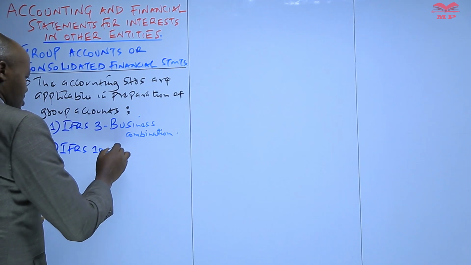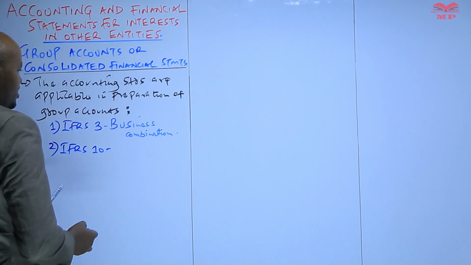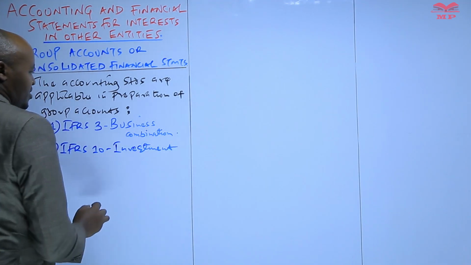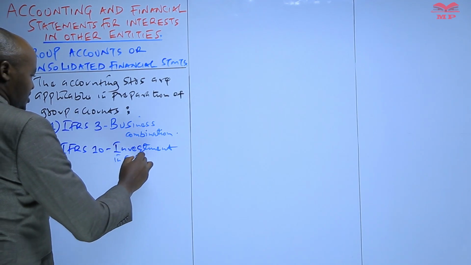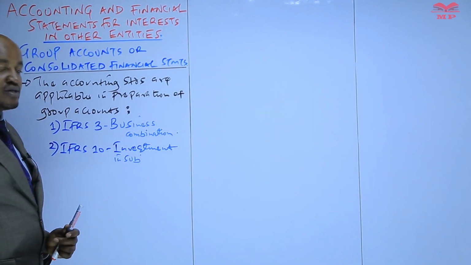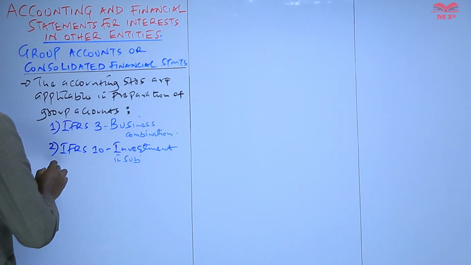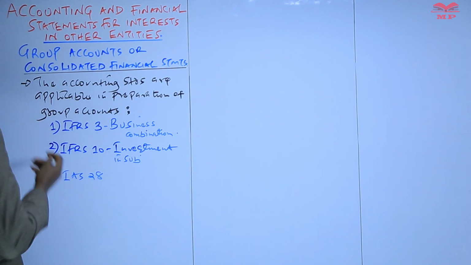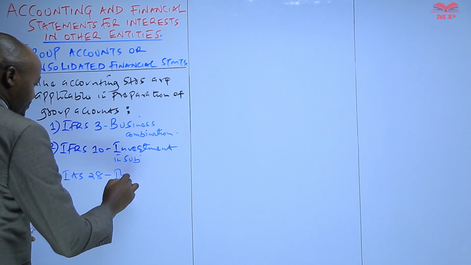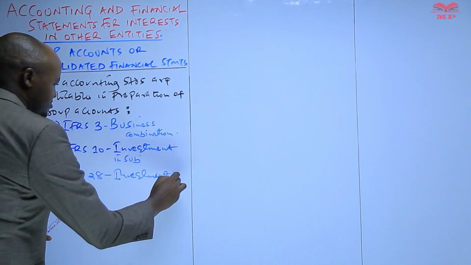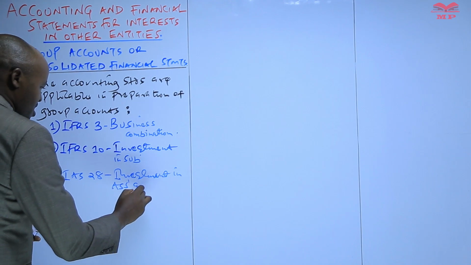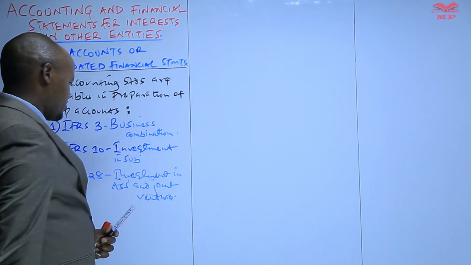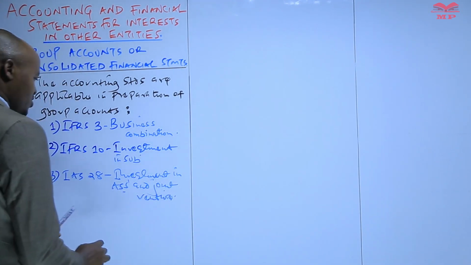These relate to preparation of consolidated financial statements, whereby the parent company has invested in a subsidiary. How the parent company should prepare the group account, whereby it has invested in a subsidiary. Then we also have another standard which is applicable, that is International Accounting Standard number 28. This deals with investment in associate and joint venture. So, how to prepare the group account whenever the parent company has invested in an associate or a joint venture.